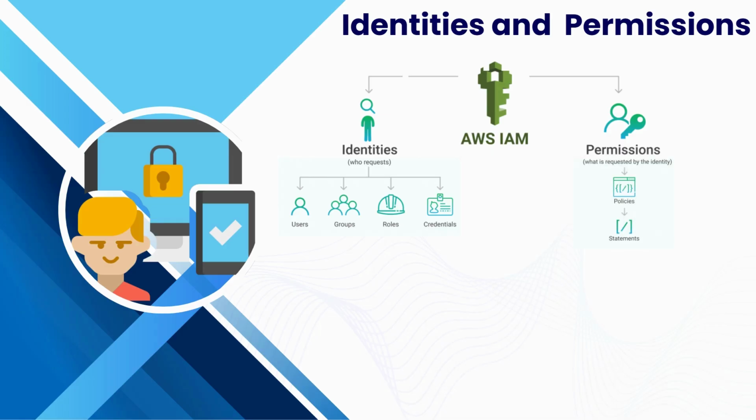Permissions refer to what a particular identity is allowed to do in the AWS account. Permissions are managed by writing identity-based policies, which are collections of statements. In this course, we will concentrate on permissions.